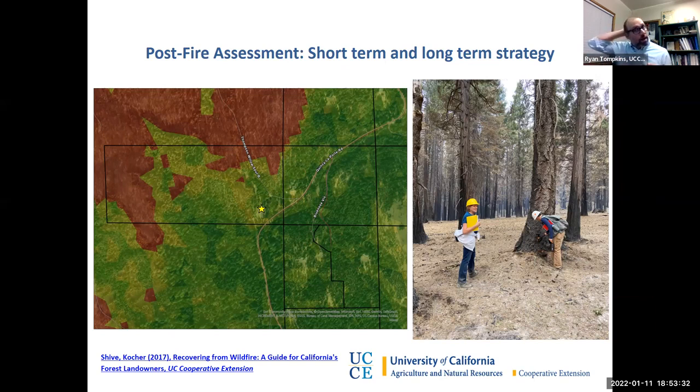I've highlighted Susie and Kristen Shives' Recovering from Wildfire Guide. There's a link there. And so often this includes reaching out to technical assistance, whether that's cooperative extension or forest health or a local RCE or a registered professional forester.